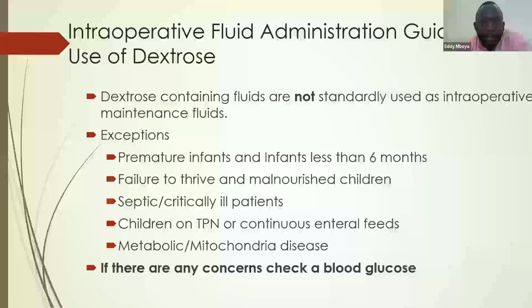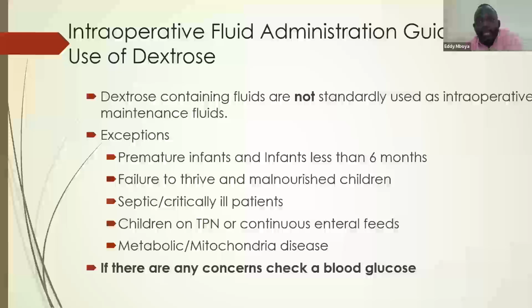Patients who have failure to thrive, malnourished children, patients already critically ill, patients who are previously on total parenteral nutrition or continuous enteral feeds, because their requirements are quite high. If you stop the enteral feeds for surgery, you'll need to replace those caloric requirements using dextrose. Then also patients with metabolic or mitochondrial disease. But the guide is every theater should at least have a glucometer, to check what your random blood sugar is before you give dextrose.